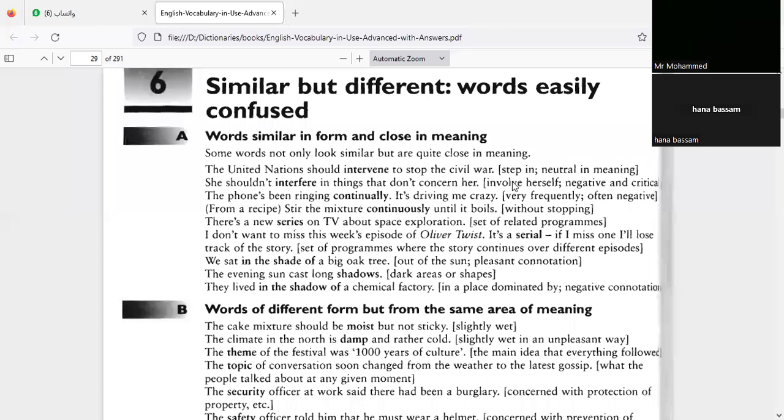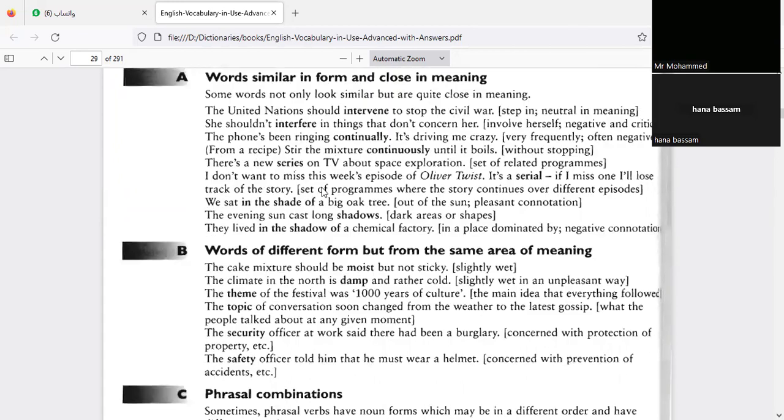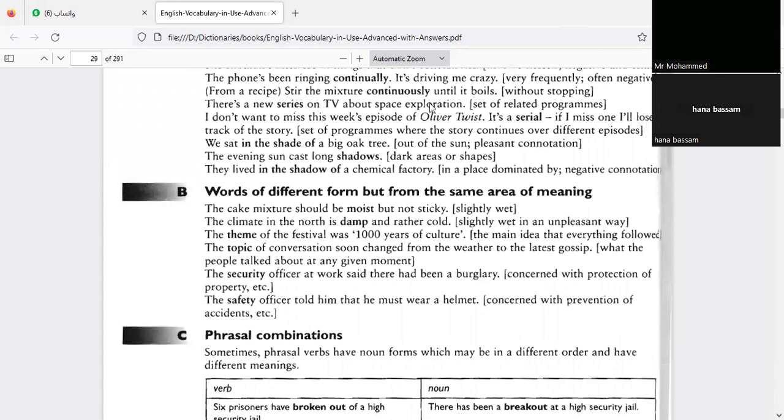Another word similar to continually is continuously. When I say, stir the mixture continuously until it boils, continuously here means without stopping. So continually is similar to continuously, and intervene is similar to interfere. Now let's move to another word.